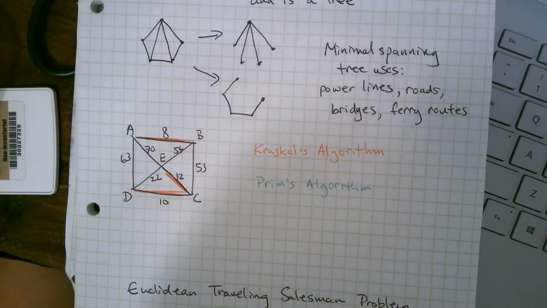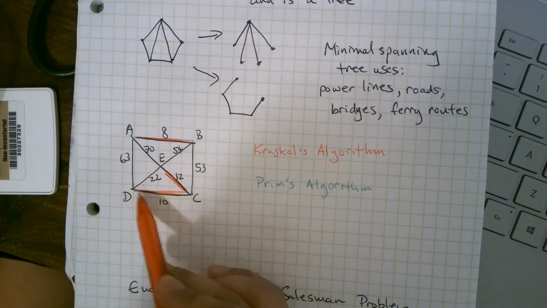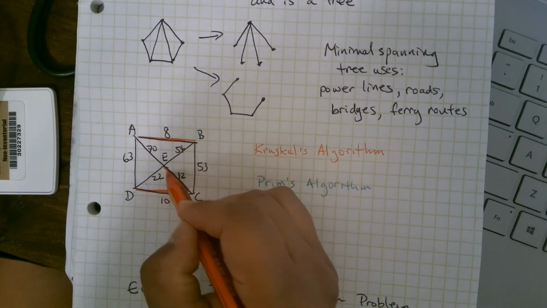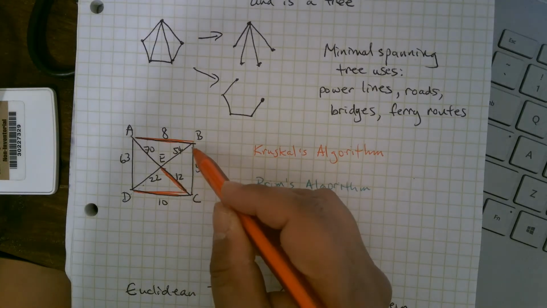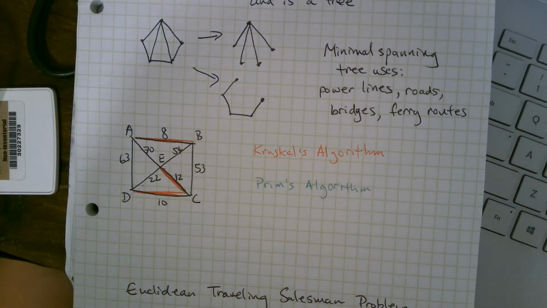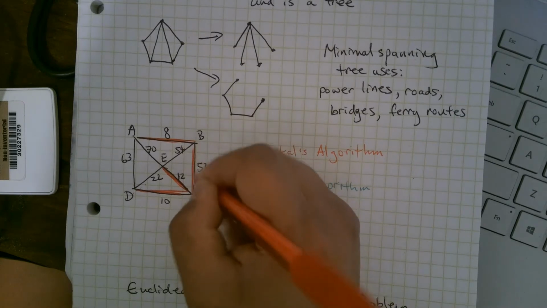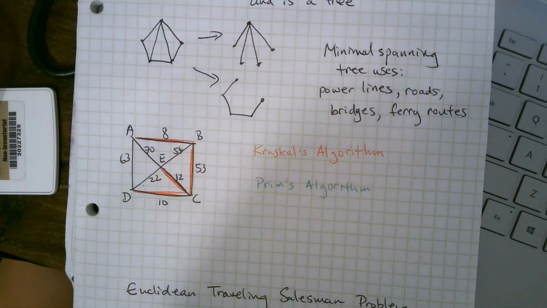Next biggest edge is 22. If we added that, that would be a circuit. That would be a triangle, closed loop. So we're not going to add 22. Next is 53. That doesn't form a circuit, so we'll add that. And then we stop as soon as we've hit all the vertices, which is here.